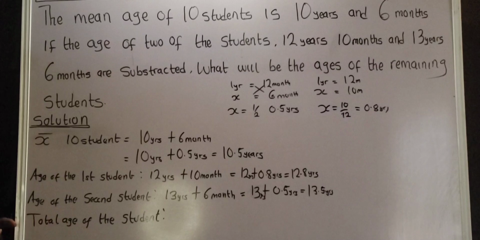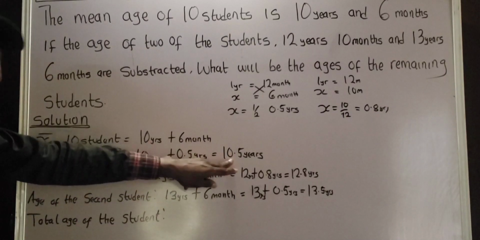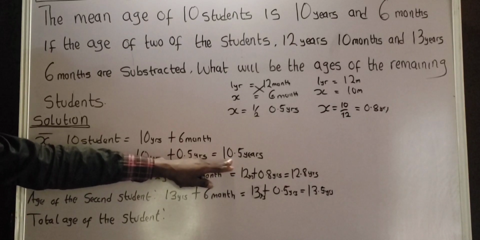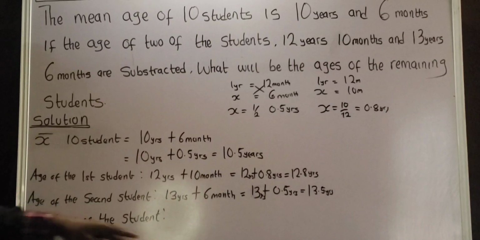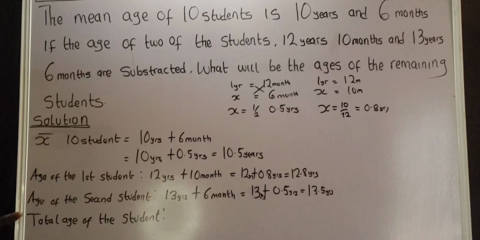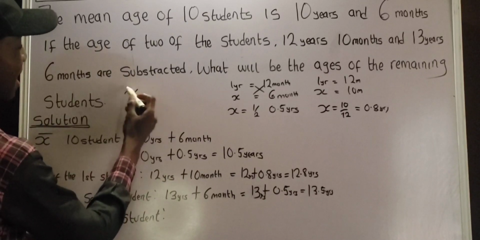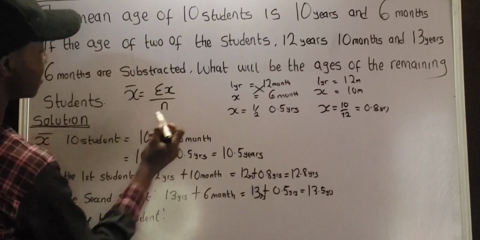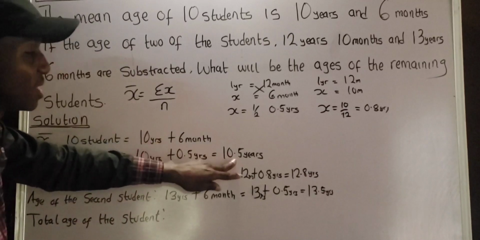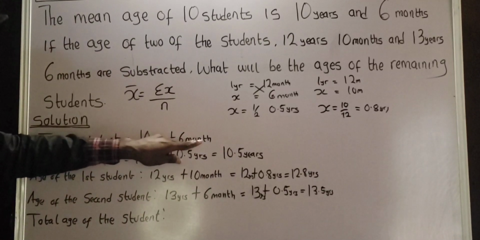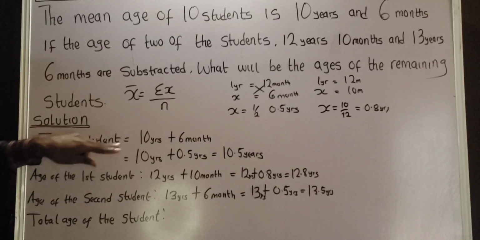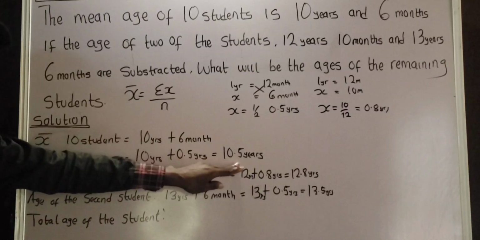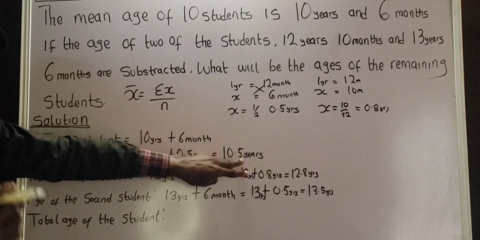Since we have been given the mean age of the students, we can easily compute the total age of the students by using the formula for mean. Don't forget that the mean formula is given by X bar equals summation x all over n. X bar is the mean, and the mean has already been given. The mean age of 10 students is 10.5 years. Are you getting what I'm saying?